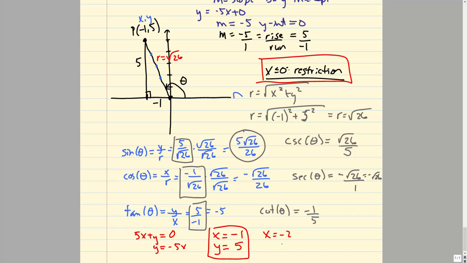I could have used -2. If I plugged a -2 in, I would have gotten 10. All my ratios would have been the same after they were reduced. So again, this is an example of another way to approach this same problem.